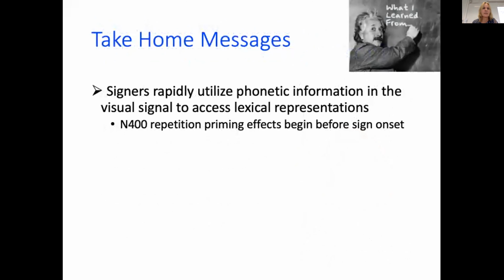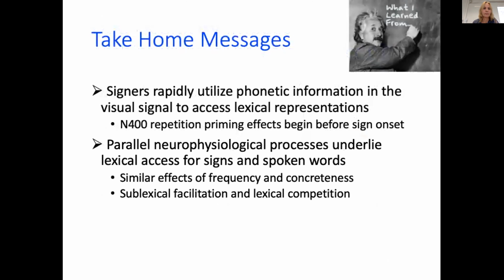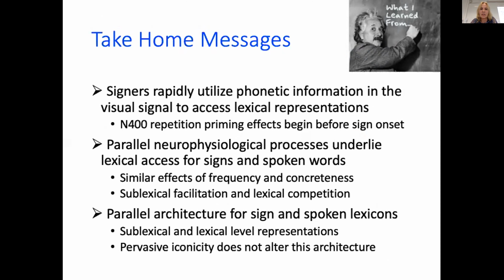So my take-home messages. From the first study I showed you, signers can rapidly utilize phonetic information in the visual signal to access lexical representations. We see parallel neurophysiological processes underlying lexical access for both signs and spoken words. So similar effects of frequency, concreteness, sublexical facilitation, lexical competition. And we see a parallel architecture for sign and spoken lexicon. So we have evidence for sublexical and lexical levels of representation. And we see that pervasive iconicity in sign languages does not seem to alter this structure.